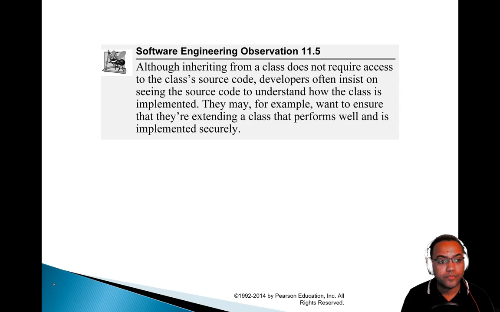Although inheriting from a class does not require access to the class's source code, developers often insist on seeing the source code to understand how the class is implemented. This is very important. They may, for example, want to ensure that they're extending a class that performs well and is implemented securely, or so that we understand that the class was written correctly. In this case, writing base classes to derive classes correctly is integral.